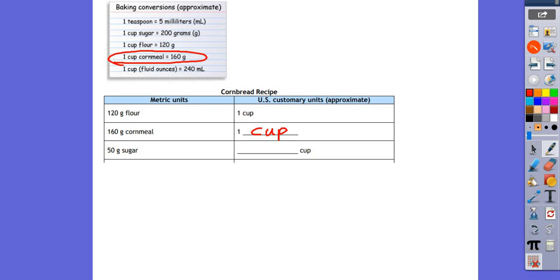Then the next one says 50 grams of sugar equals an amount of cups. I need to see where it's talking sugar up here. It says 1 cup of sugar equals 200 grams. Did they give me 50 grams? So they gave me this information, and I need to find this. So I'm going to look at what I know. I know 1 cup represents how much? 200 grams. You should be writing this somewhere.